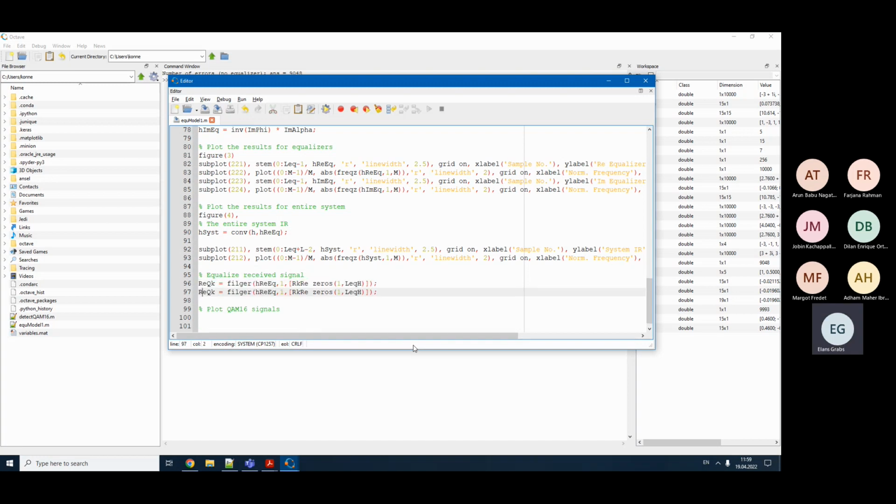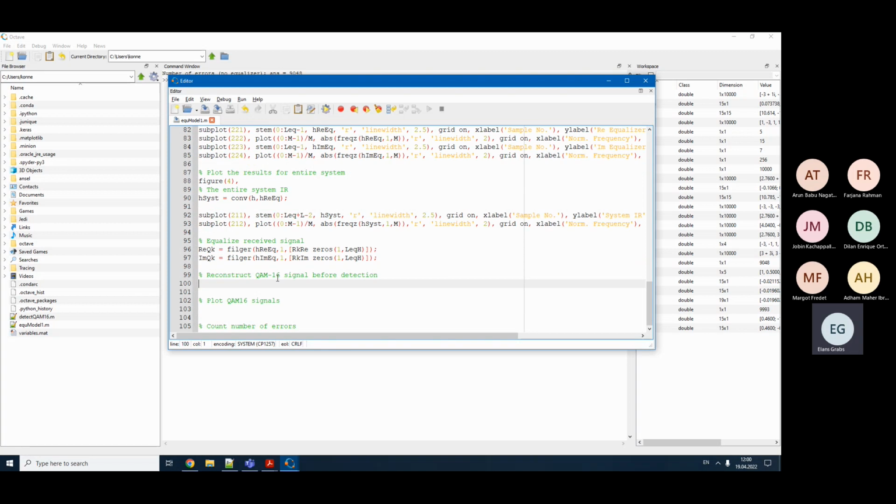Similarly, we work with the imaginary part, H imaginary, like this. Now we need to reconstruct the QAM-16 signal before detection, and then, accordingly, detect that signal, right? So that would be QK.